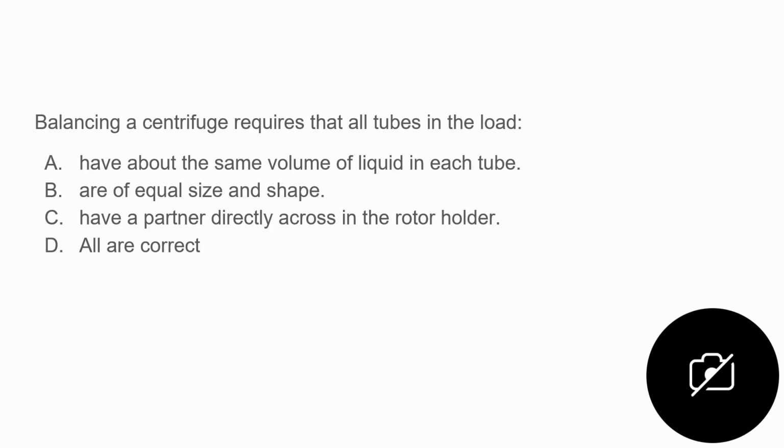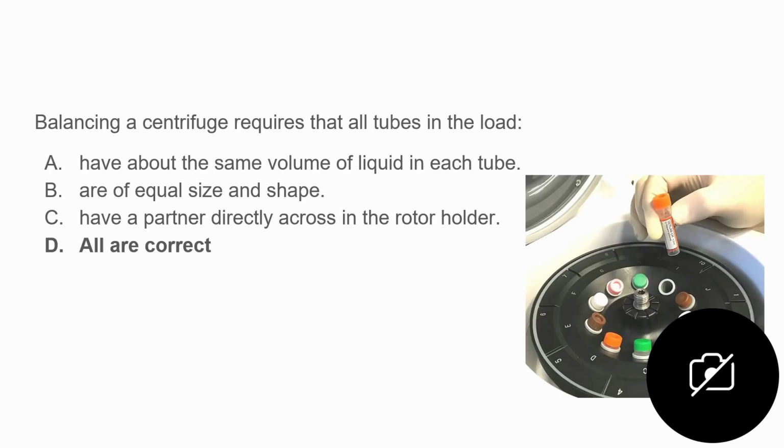So balancing a centrifuge is kind of important. It requires that all tubes of the load have about the same volume of liquid in each tube, are of equal size and shape, and have a partner directly across in the rotor holder. So if you only have one tube of blood to be centrifuged, you have to counterbalance that with another tube on the complete opposite side.